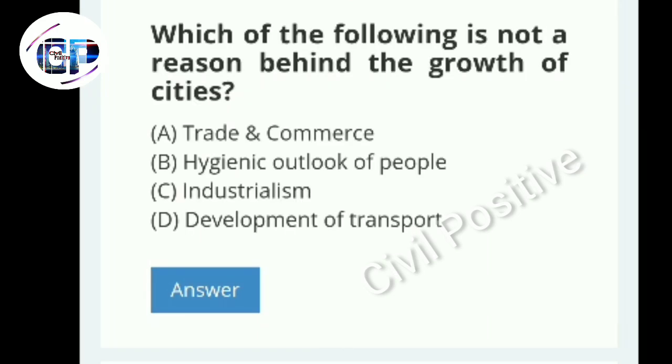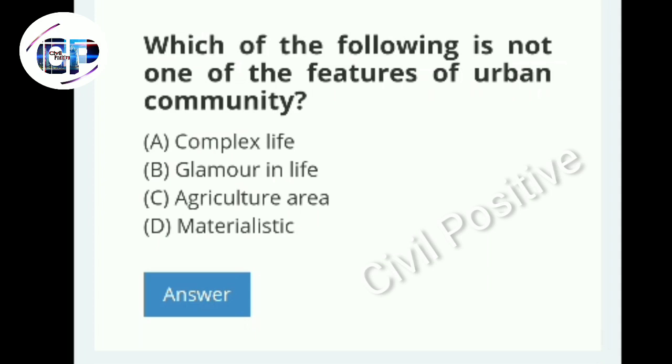Which of the following is not a reason behind the growth of cities? A, trade and commerce. B, hygienic outlook of people. C, industrialism. D, development of transport. Answer is B, hygienic outlook of people. Which of the following is not one of the features of an urban community? Complex life, glamour in life, agriculture area, materialistic. Answer is C, agriculture area.